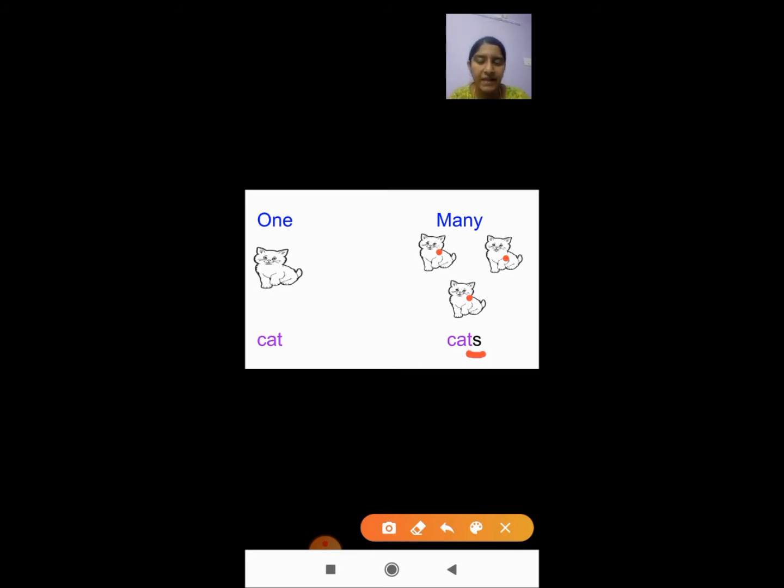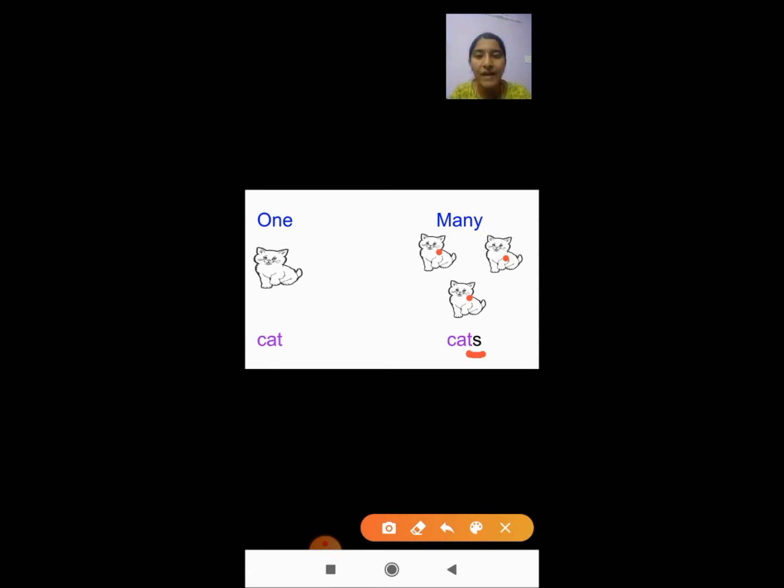Cat, cats. On this side you have only one cat. Here you have 3 cats. So 3 are there, so we call them cats. We are adding an s there. If you have only one, we will write C-A-T, cat. If you have more than one, here you have 3, so we call it cats. We are adding an s there.